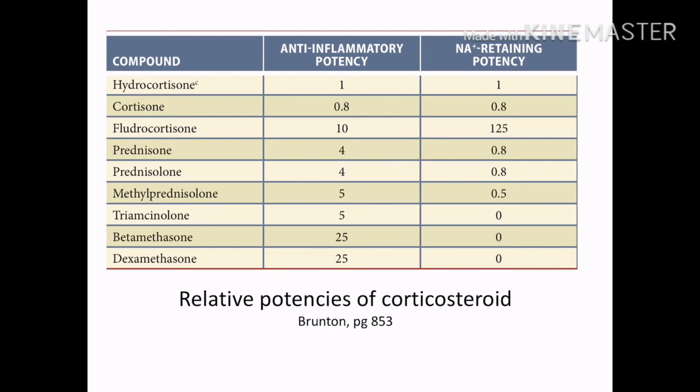You can also see from this table that dexamethasone and betamethasone have very high glucocorticoid potency and almost zero mineralocorticoid potency. So these are very potent glucocorticoids which we use in fetal lung maturation in a woman who is threatened to undergo premature labor.